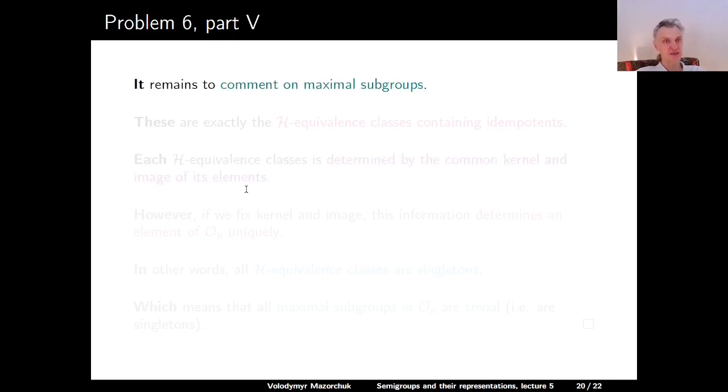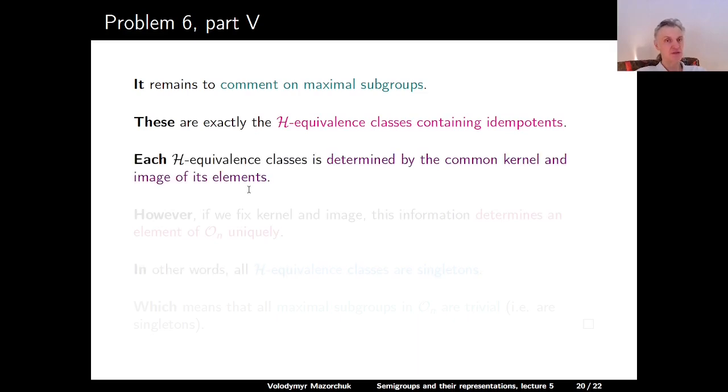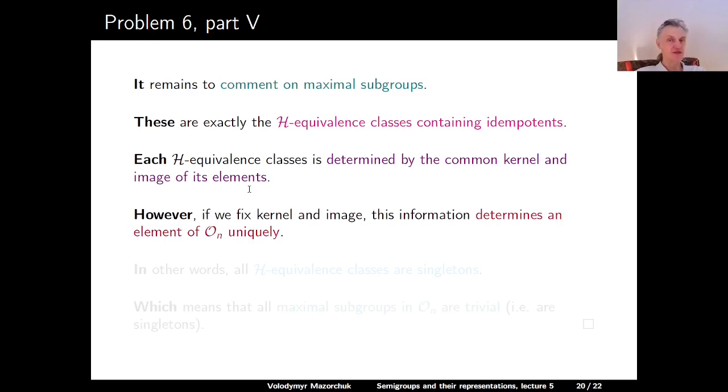It remains to comment on maximal subgroups. So these are exactly the H-equivalence classes containing idempotents, but an H-equivalence class is determined uniquely by the common kernel and the image of its elements. And if we fix such kernel and image, this information determines the element of On uniquely because the element in On is order preserving. So the kernel is an order consecutive partition of n underlined, and we take these parts in order and send them in the same order to the elements in the image. There is only one element in On with this datum.